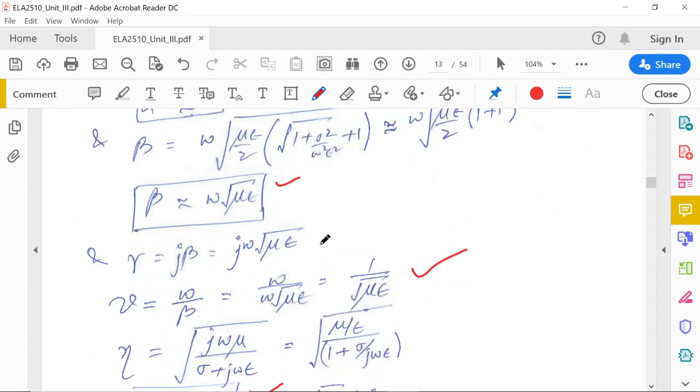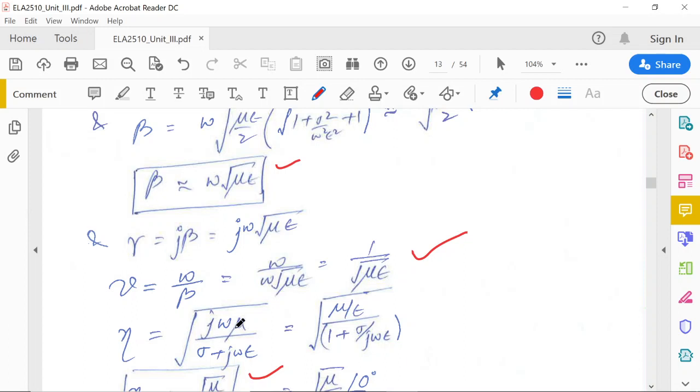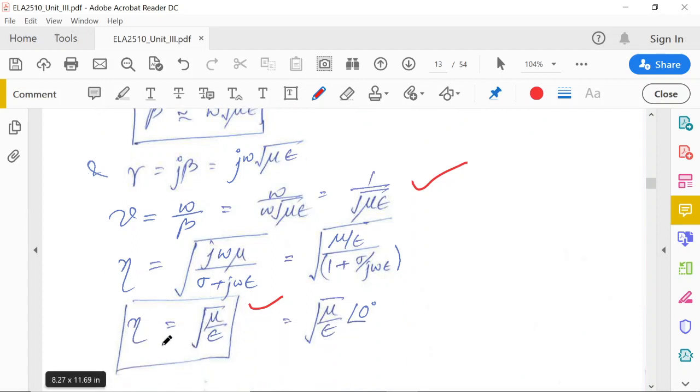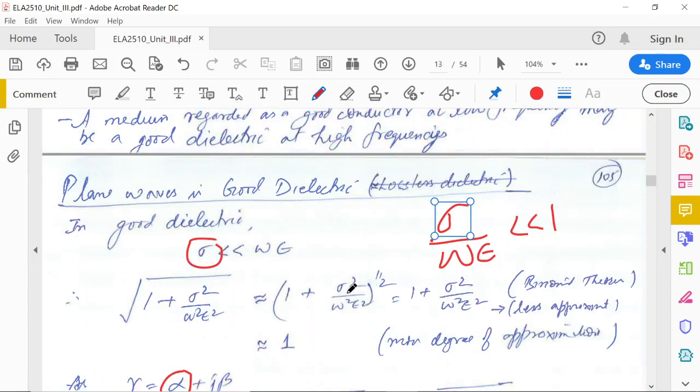Because we have approximated here, there will be dispersion, but it will be very small, and you can also approximate the dispersion to be 0. And the intrinsic impedance will also become almost real. It is a complex quantity, but it can be approximated as real. So these are the same results as for the lossless dielectric.